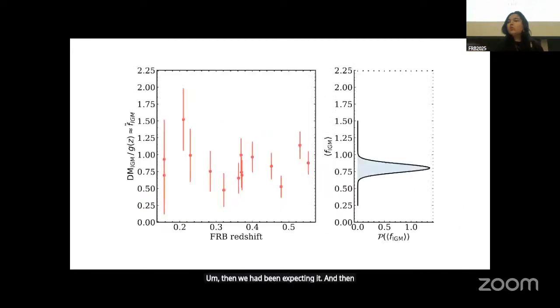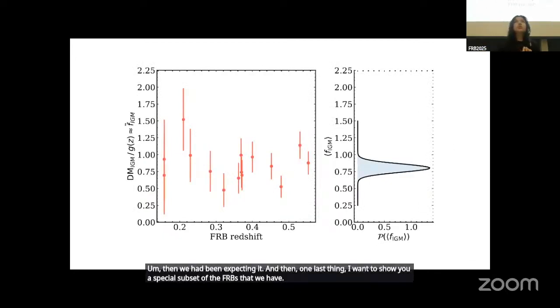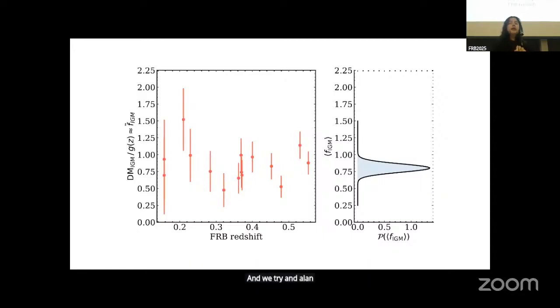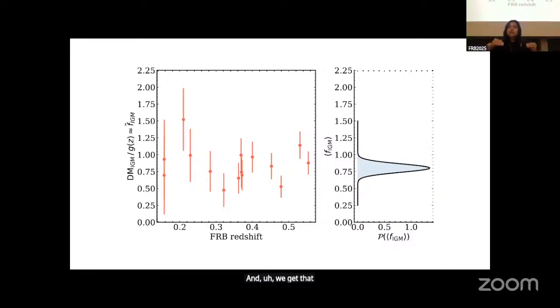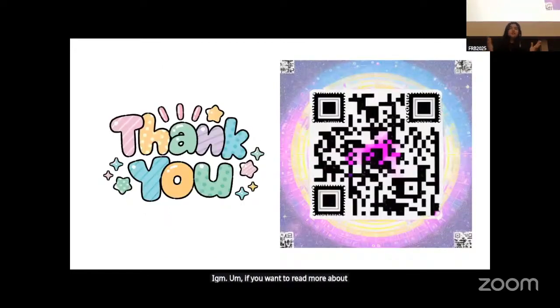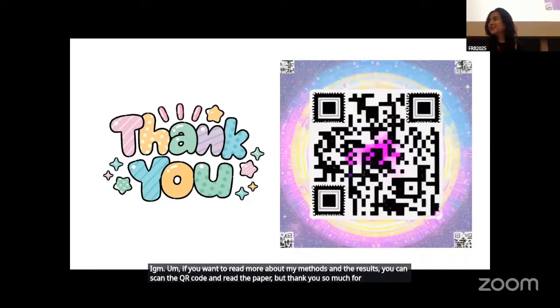And then one last thing, I want to show you a special subset of the FRBs that we have. These seem to not be crossing any halos on their way to us. We analyze it and get a value for f_IGM, the fraction of the baryons that would be in the IGM. And we get that at least 69% of the baryons are residing in the IGM. If you want to read more about my methods and the results, you can scan the QR code and read the paper. But thank you so much for listening to my talk.